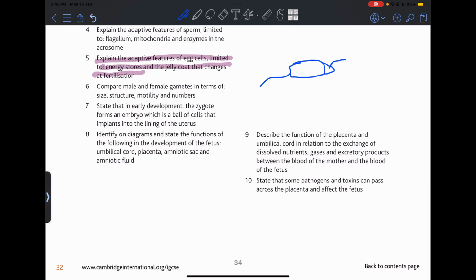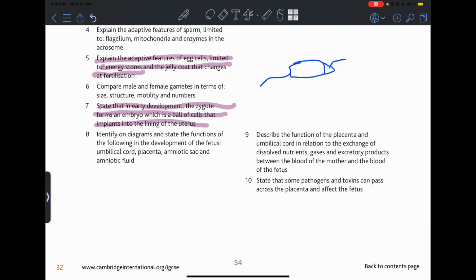Number 7 says state that in early development the zygote forms an embryo, which is a ball of cells that implants into the lining of the uterus. So in early development, the zygote, which is the baby, will form an embryo, which is a ball of cells that implants into the lining of the uterus, as I just said. So you have to understand this piece of information.